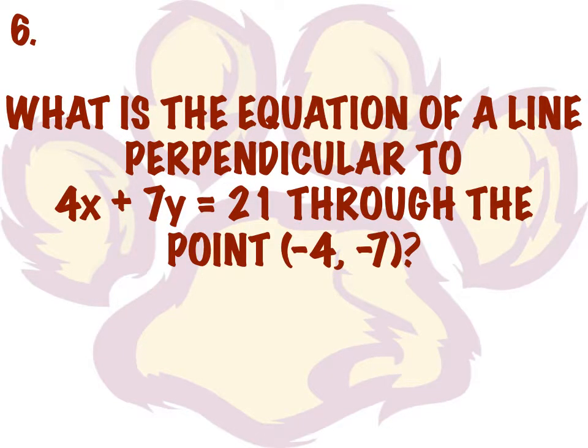Number 6. What is the equation of a line perpendicular to 4x plus 7y equals 21 and through the point (-4, -7)?